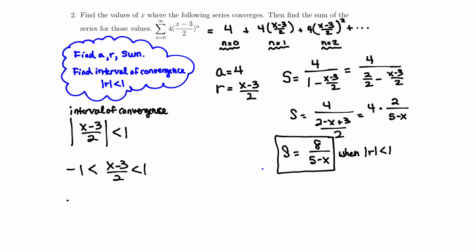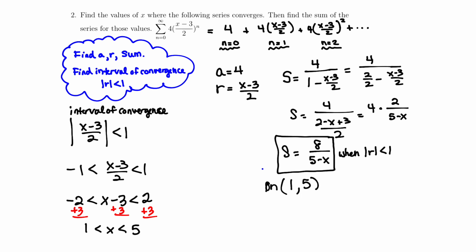What'd you get as your interval of convergence? What'd you get, Andrew, as your interval of convergence? X is less than 5 and x is greater than 1. Less than 5, greater than 1. I think I'm getting the same thing. X is bounded between 1 and 5. And so we would say on the interval 1 to 5, that sum exists, and that series converges on the interval from 1 to 5.